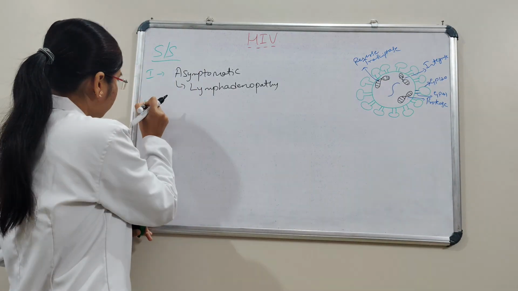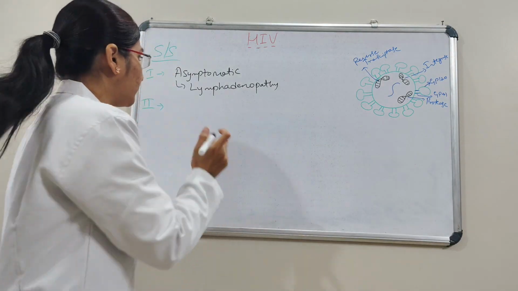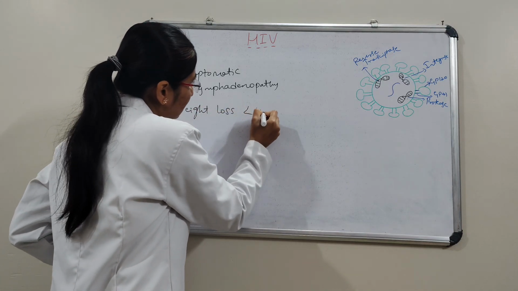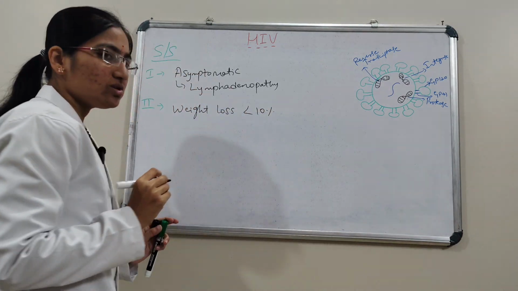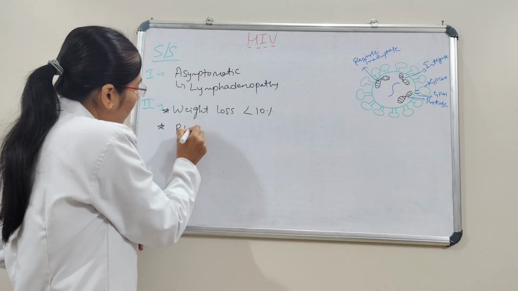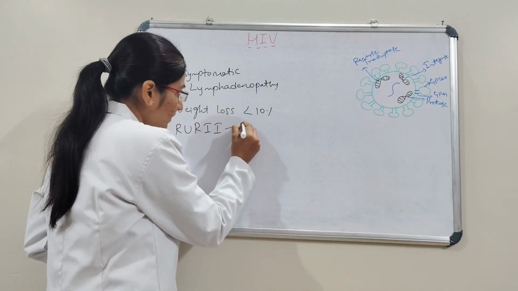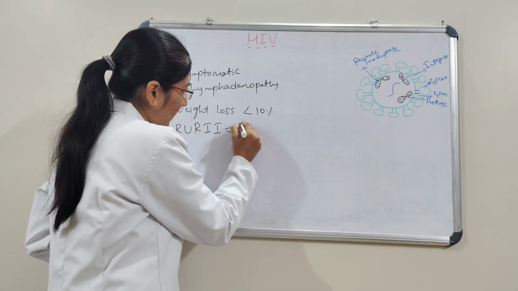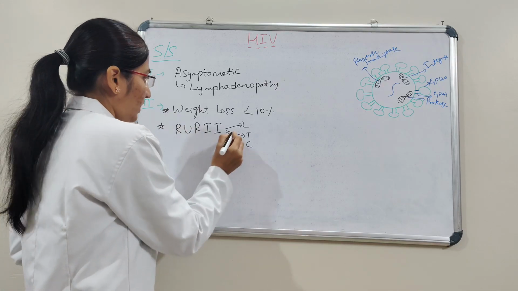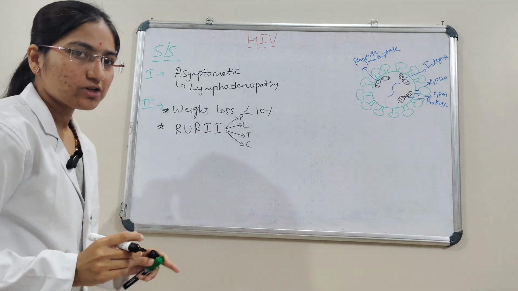And in the second stage, weight loss will be there, that is weight loss of less than 10%. And then recurrent upper respiratory tract infections we can see, that is laryngitis, tracheitis, sinusitis, and pharyngitis. These are the recurrent upper respiratory tract infections we can see.